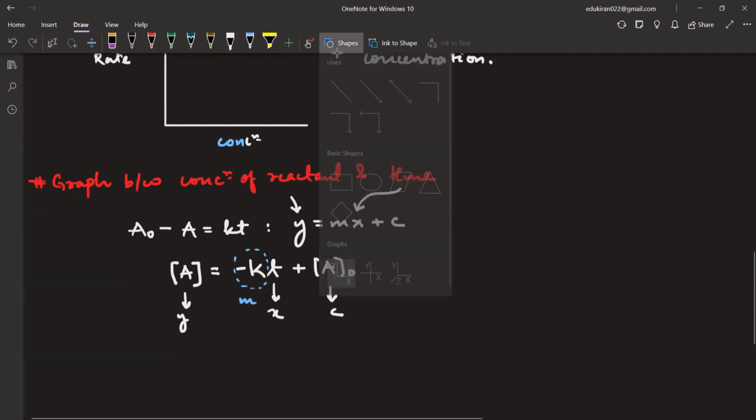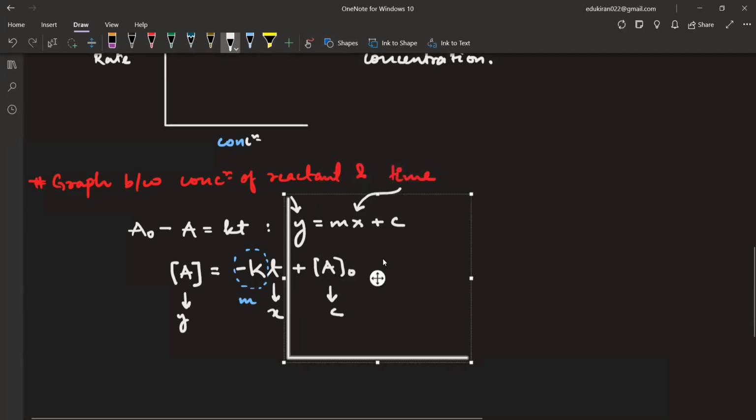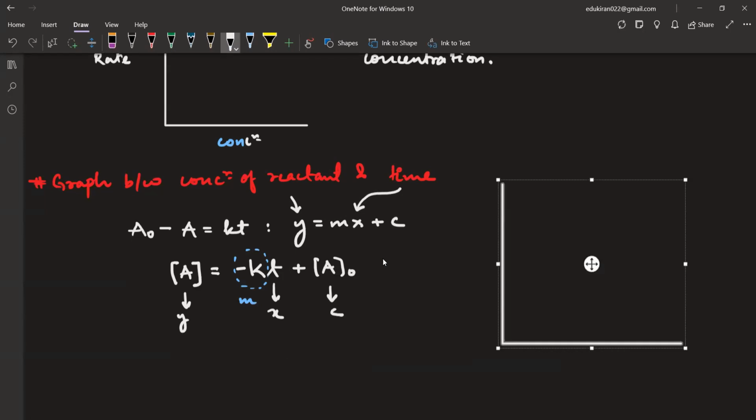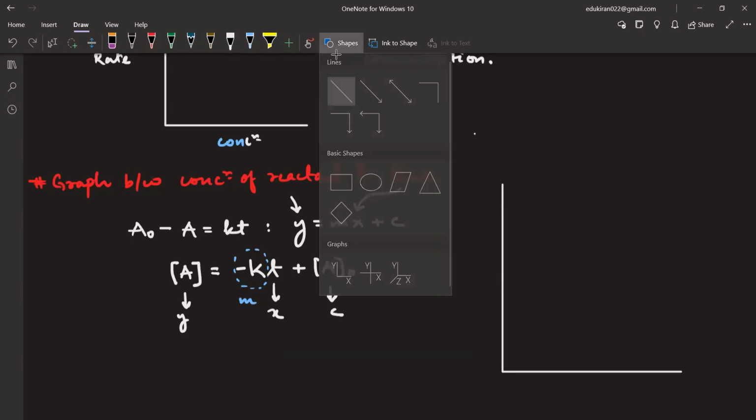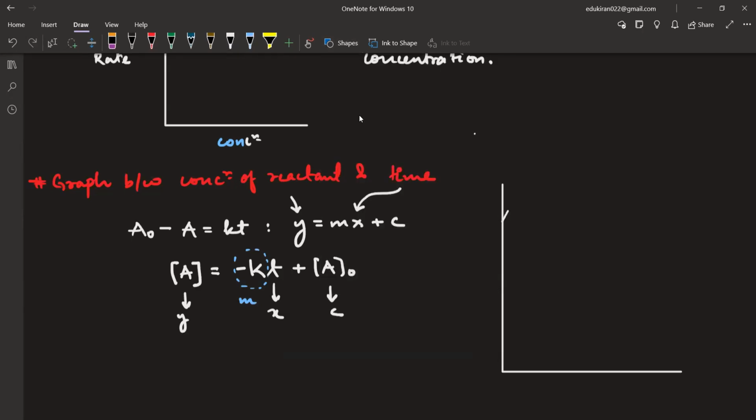Now we can plot the graph also. We have a negative slope here because of minus K, and we have an intercept which is positive. So the graph will look something like this. This is your time, and this is the concentration of A. The concentration of A is very high at time 0 when the reaction has not started. As the reaction starts, the concentration of reactant is decreasing.